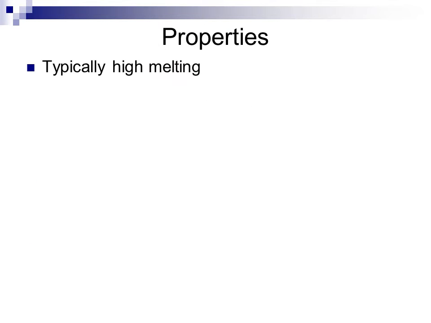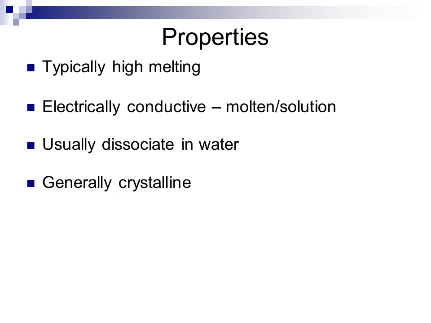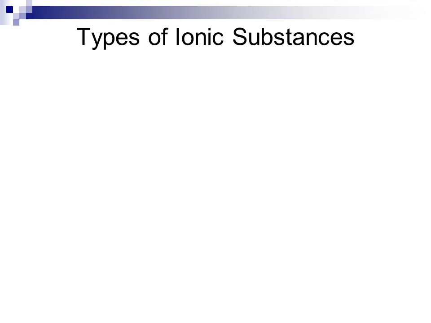Now, the properties of ionic substances: they tend to be high melting in their melting point. They tend to be electrically conductive if they are either molten or in solution. And they usually will dissociate in water. This means that in water they'll split apart and form their charged ions separate from each other. Generally, ionics as solids are crystalline in their form, and they are solid at room temperature. They tend to be soluble in both water as well as other relatively polar solvents.